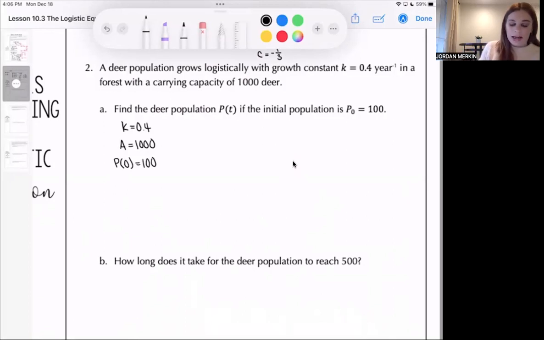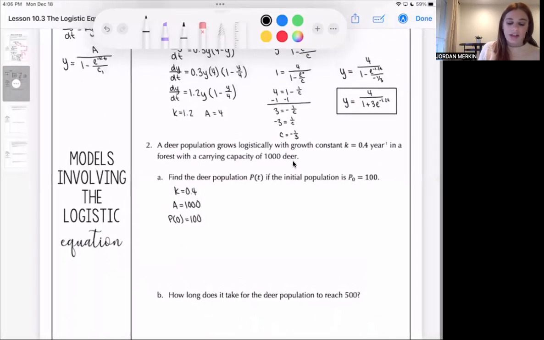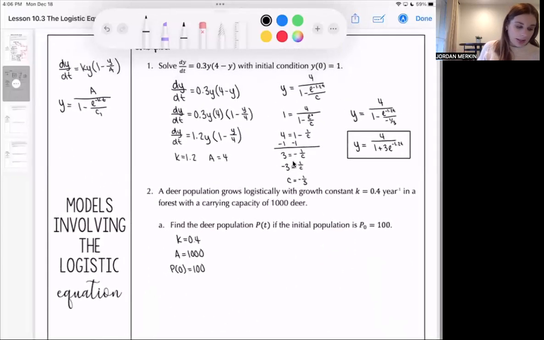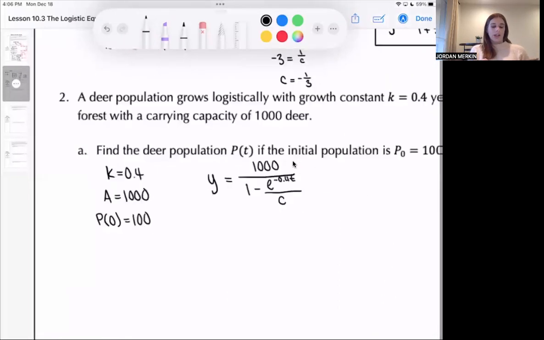So using this, we can actually figure out our general solution to this. So we end up with y equals a, which is 1,000, divided by 1 minus e to the negative k, which is 0.4t, divided by c. And all we have to do now is solve for c using that initial condition.